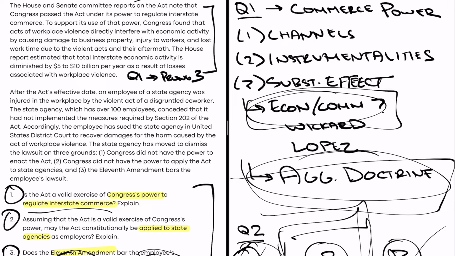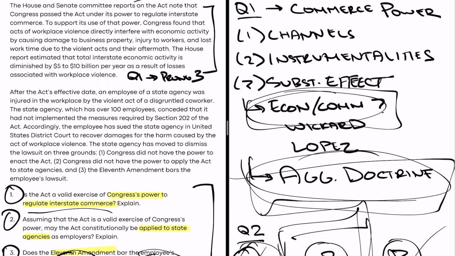So this is all about, look, they're saying, we know we're not regulating the channels or instrumentalities directly of interstate commerce, but we are regulating an activity, violence in the workplace, that does have a substantial effect on interstate commerce. And they're relying on basically the aggregation. They're saying, if we look at workplace violence in the aggregate as a whole, it diminishes economic activity by $5 to $10 billion per year. So that is a substantial effect, but they're using the aggregation doctrine.